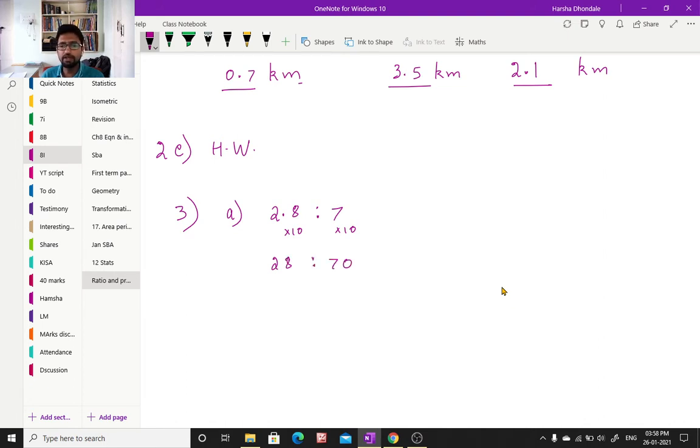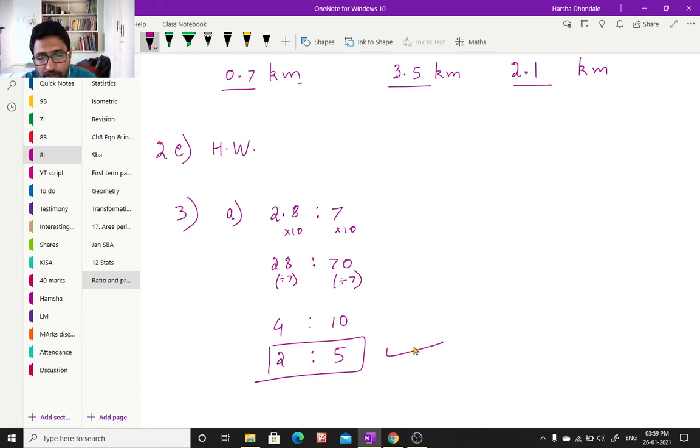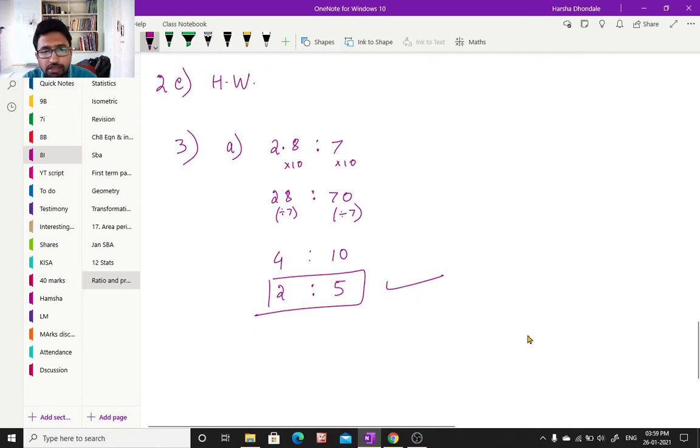And now simplify this. Both I can divide by 7. So I'll divide this by 7, and when I divide the left hand side by 7, the right hand side also I have to divide by 7. 7 4s are 28, and then 7 10s are 70. I can simplify this further. 2 is to 5. This is the answer. Now it is in its simplest form. I can't simplify it further, and both are whole numbers. So there goes my answer.